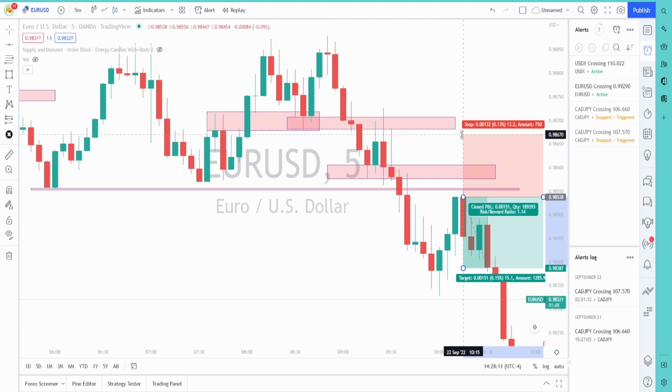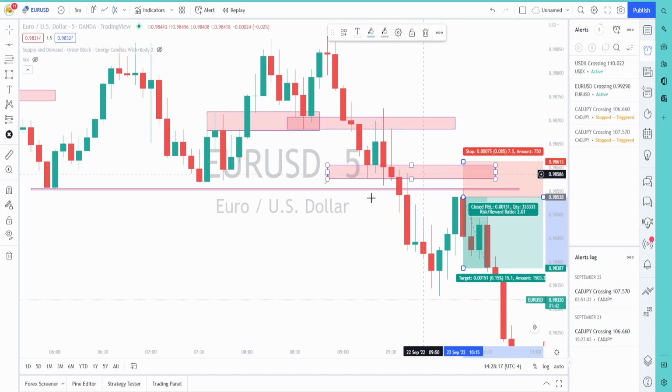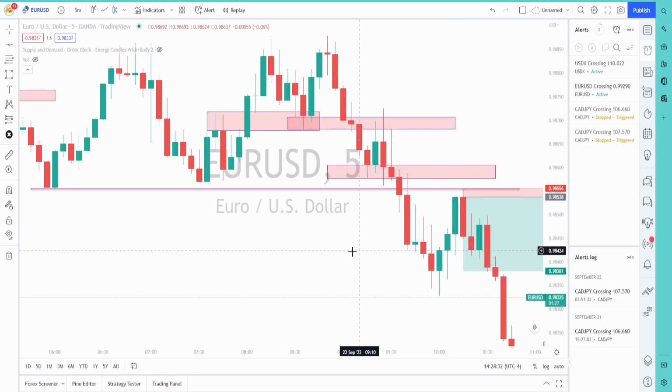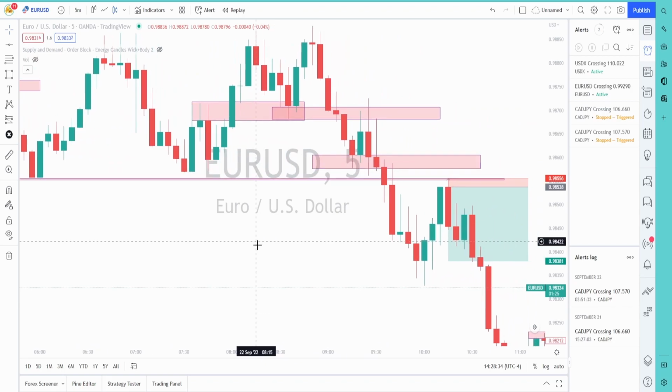And now you got to decide where you want to target. So there's a couple different places you could pick. You could see that you could go above the body here, or you could take a tighter entry just above the wick and target the low. And in this case, the risk to reward was 8.72. And this happens over and over again.